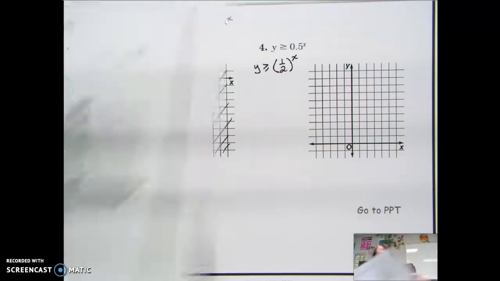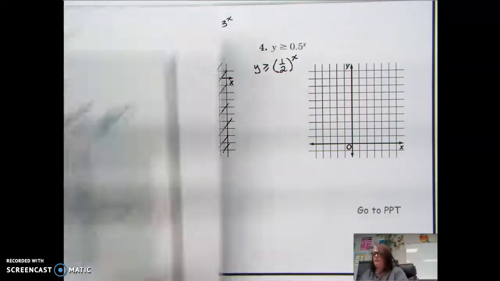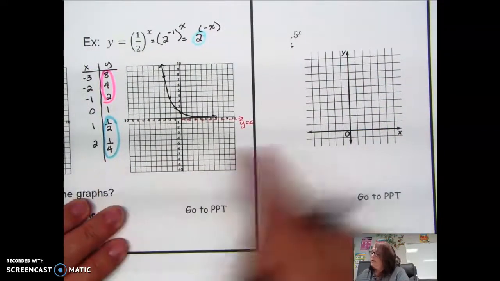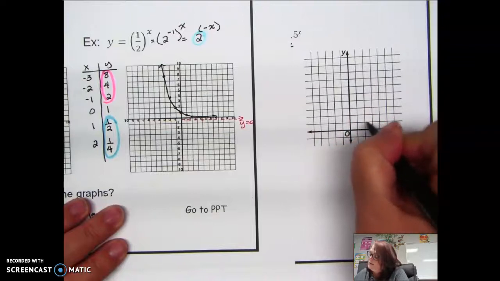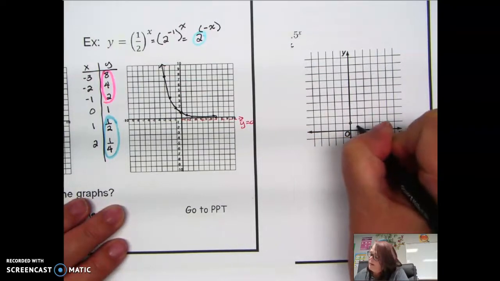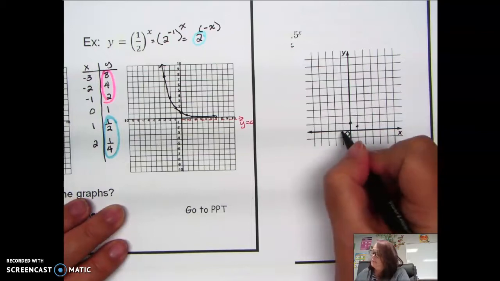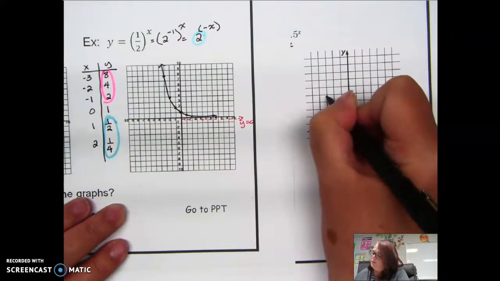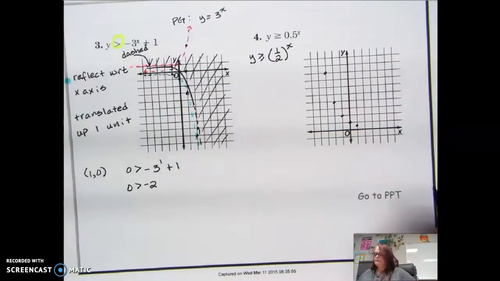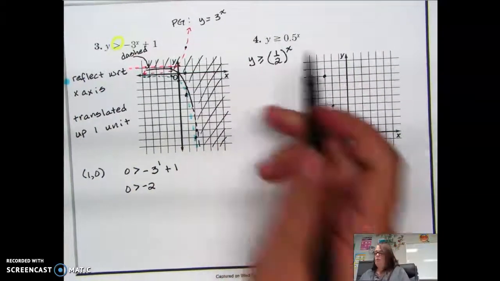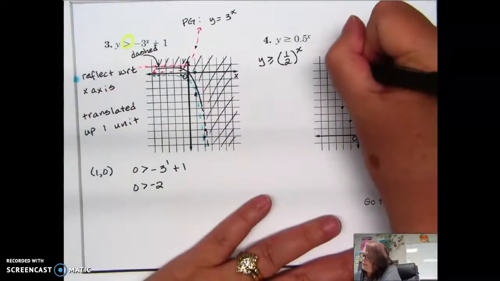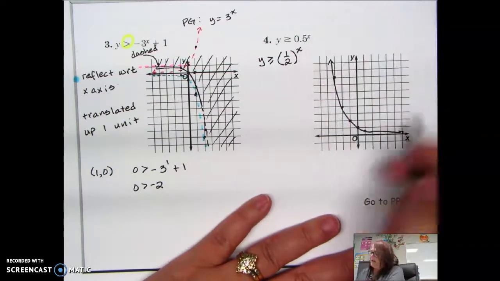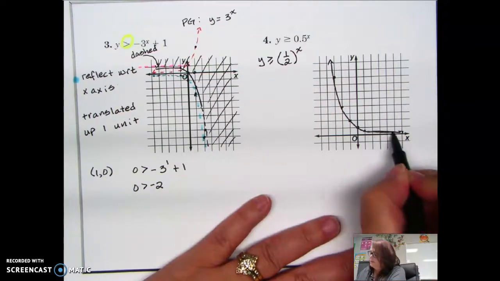If I go back to my original graph here, we graphed y equals 1/2 to the x power. So we said 1/2 to the 0 power is 1, to the first power is 1/2, and so on and so forth. 1/2 to the -1 was 2, to the -2 was 4, and to the -3 was 8. Because this says greater than or equal to, that means it is going to be solid. And I am going to have an asymptote along that positive x-axis. I apologize for that little bump. That should be nice and smooth. I just hit something on my table here.